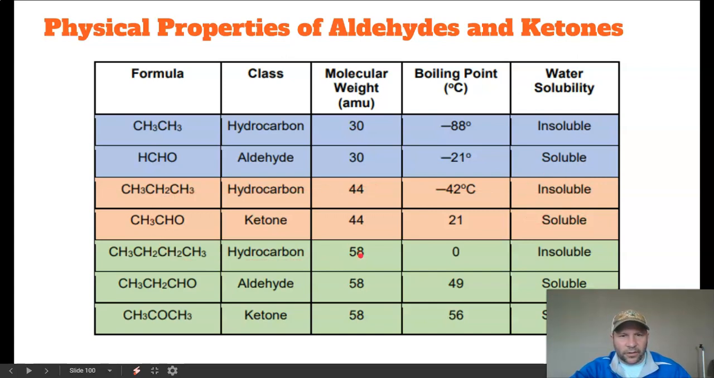Same thing happens here. Look at this. Boom, boom, boom, boom. Hydrocarbon, it's nothing more than a nonpolar thing. Low boiling point. This is an aldehyde and a ketone, and they have much higher boiling points. And also, they are soluble here, and the nonpolar one is insoluble. All right. So there you go.